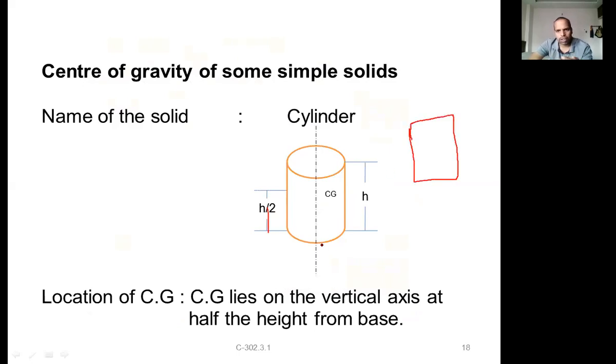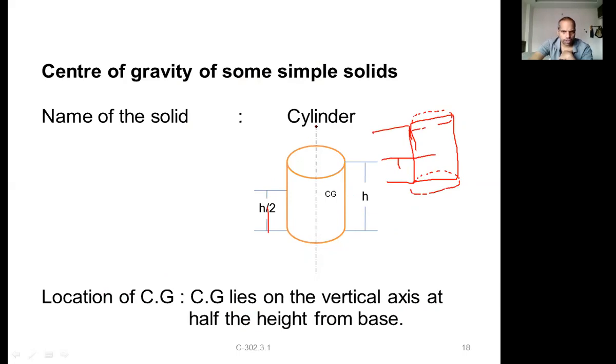If you see this from the front side, the front elevation, it looks like a rectangle. In plan, of course, it has a circular shape. From any side, not only this side, because it is circular, it looks the same. So where it lies is h by 2, the middle point. That is the location of the CG: CG lies on the vertical axis at half of its height.